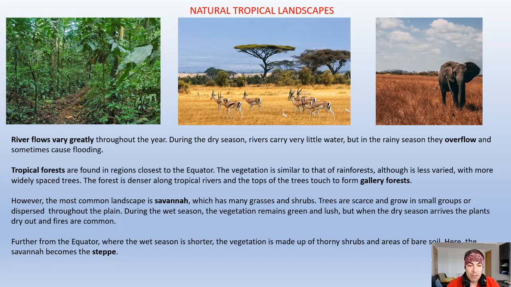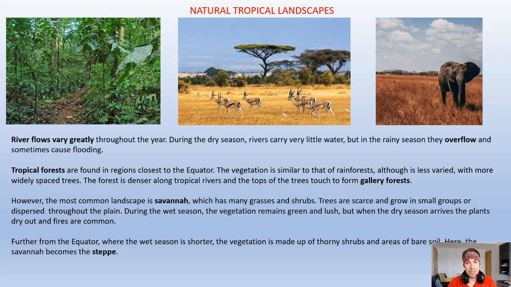So tropical forests are found in the regions closest to the equator. This is a tropical forest here on the top left. The vegetation is similar to that of rainforests, although it is less varied with more widely spaced trees. The trees are not located so close to each other. The forest is denser along tropical rivers and the tops of the trees touch to form gallery forest.